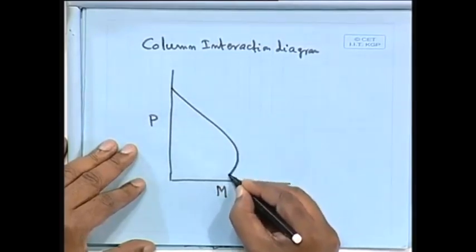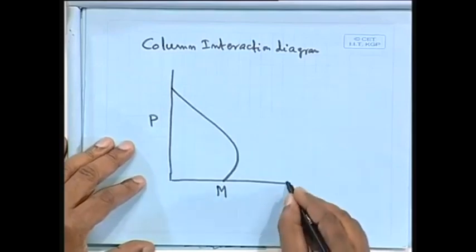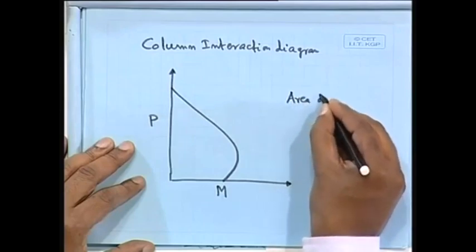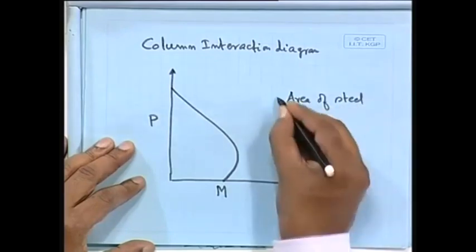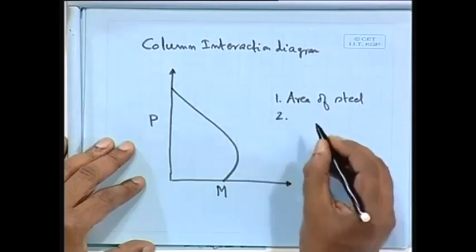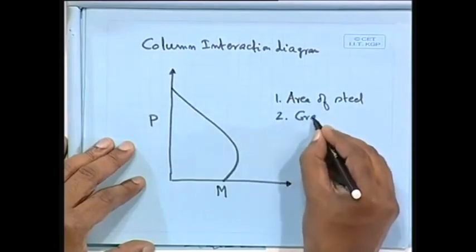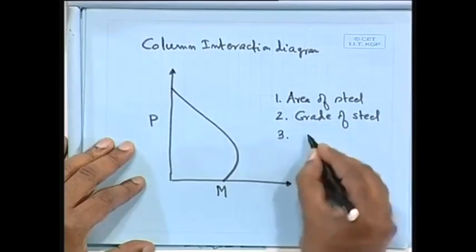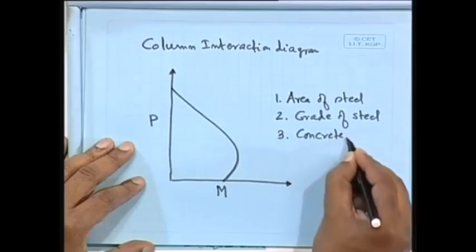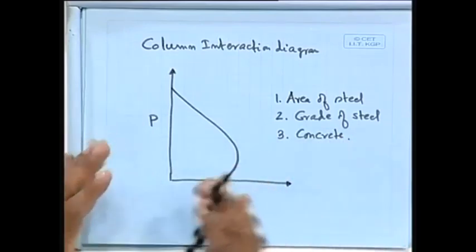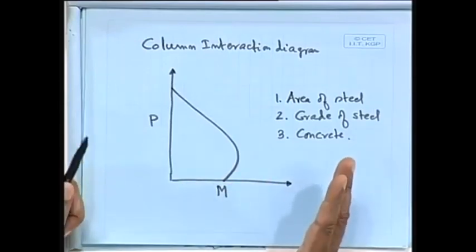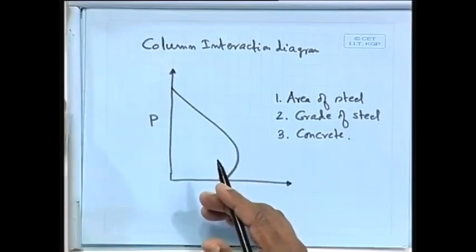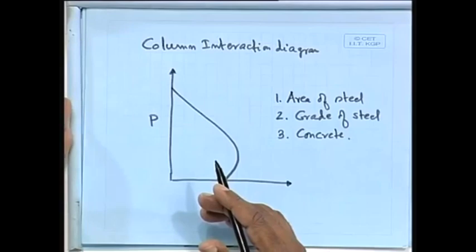for a particular area of steel, then we are having say grade of steel, then we are having say concrete. What we do, that means let us choose a section, and then you find out what is the axial load, how much it can take and how much moment it can take. How should we find out?